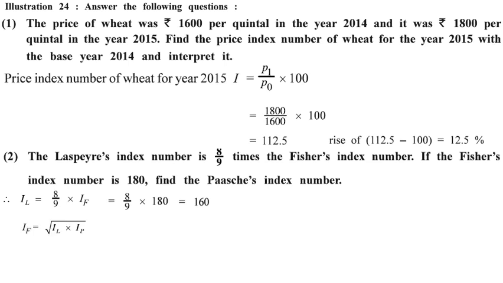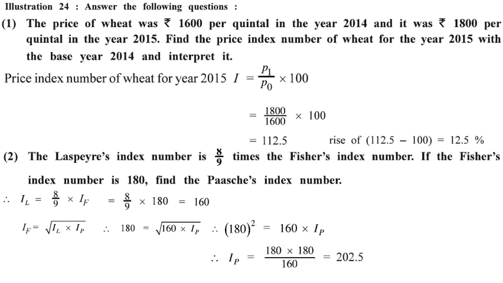Then Fisher's formula, that is the square root of IL into IP. Here we have the Fisher's value 180, we have the last year's value 160. We will put that into our equation, transfer the square root to the opposite side, that way 180 will be squared. Getting my point here, root when it changes side becomes square. So 180 square is equal to 160 into IP, leave the IP on the same side, change the side of 160. 180 square divided by 160 is 202.5. That means the Paasche's value is 202.5.